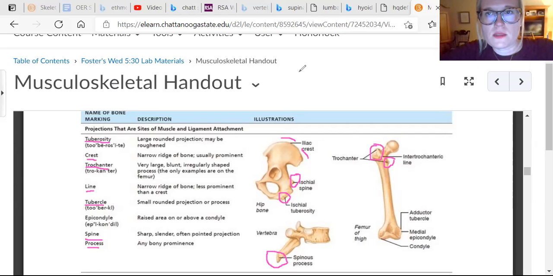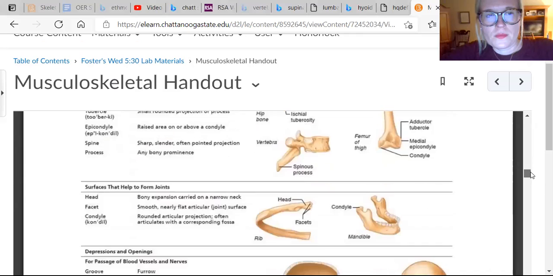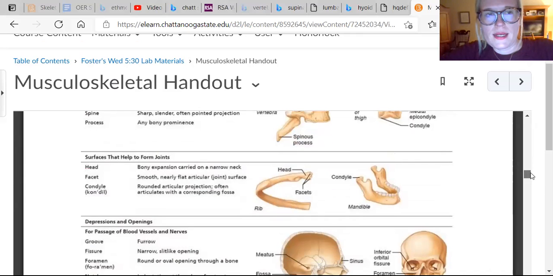Let me clear this and move down. All right, now here's some other terms you may be somewhat familiar with. The head of a bone. I see your question. Hold on.